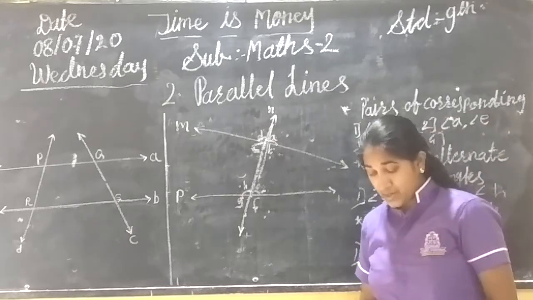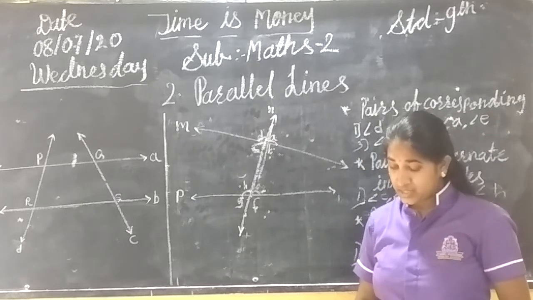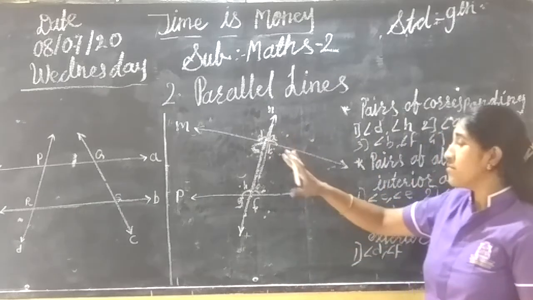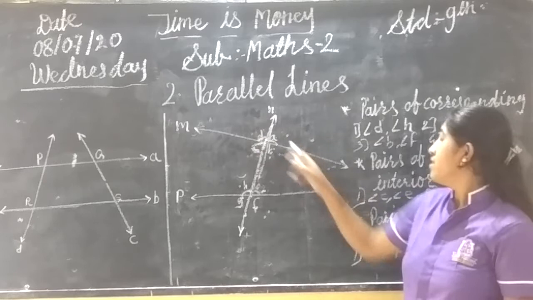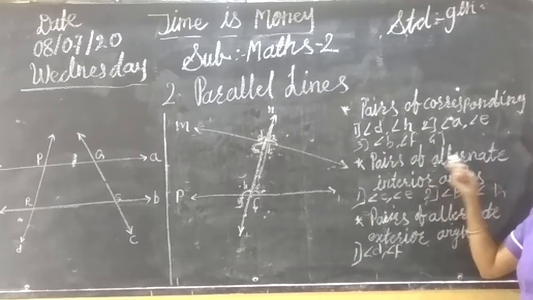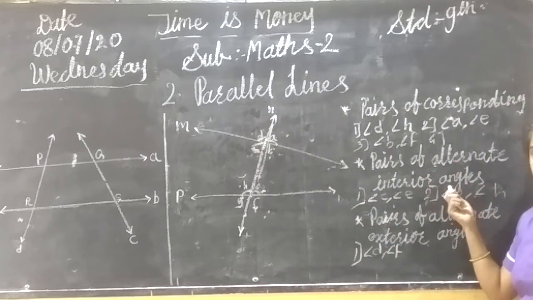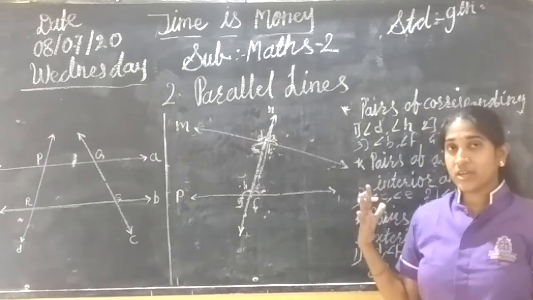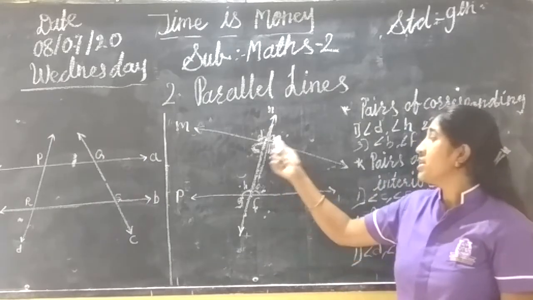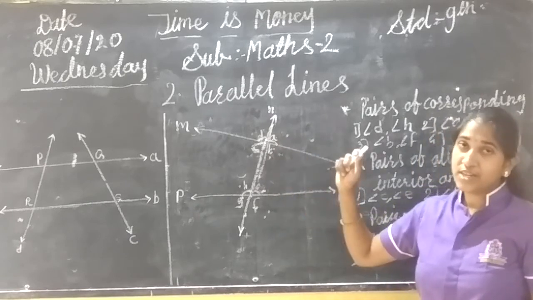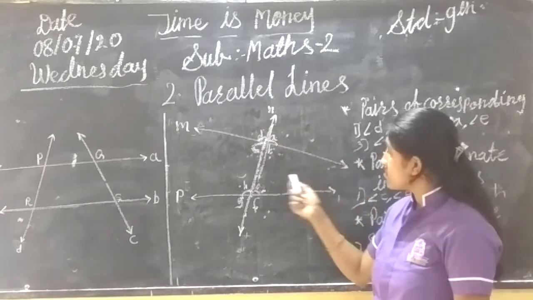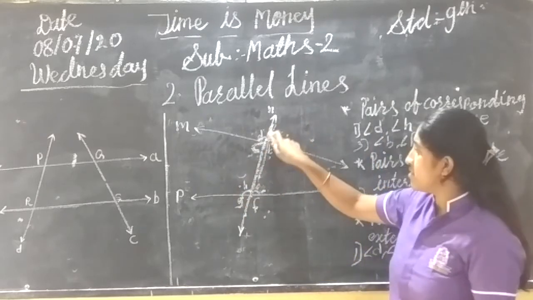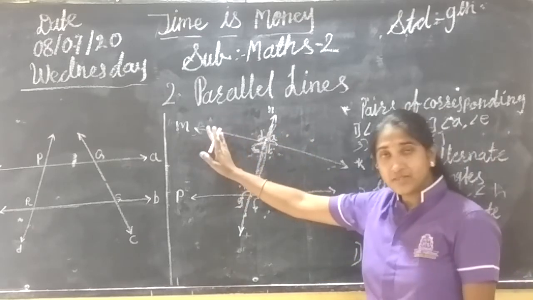Then next, pairs of interior angles on the same side of the transversal. We learned about the pairs of alternate interior angles. But now we are going to talk about only the interior angles. Then which are the interior angles? Like angle C and angle H, only on one side, which are on the same side.